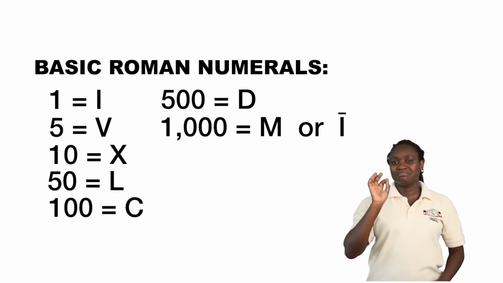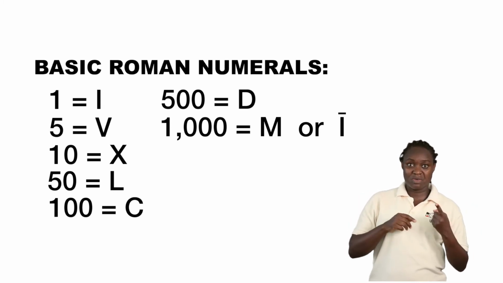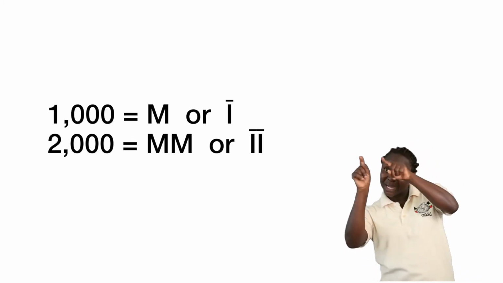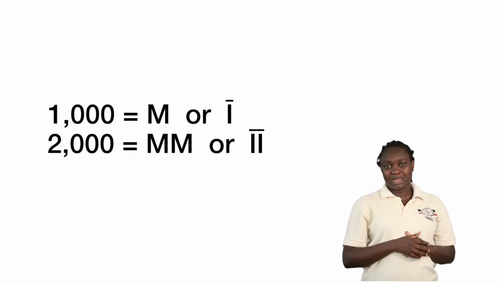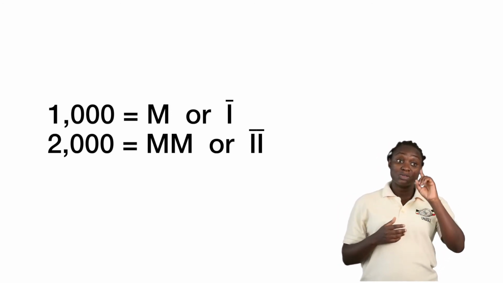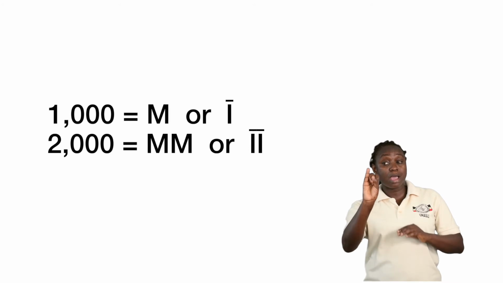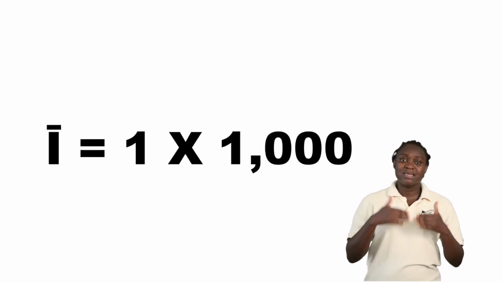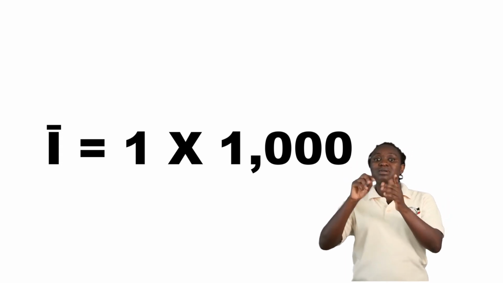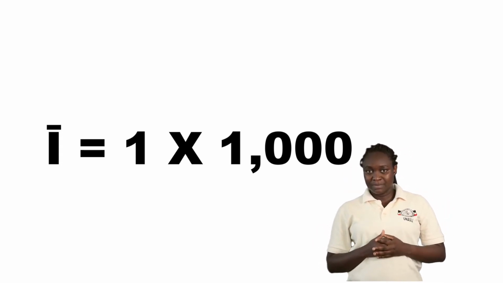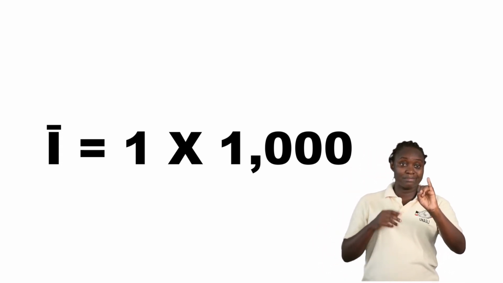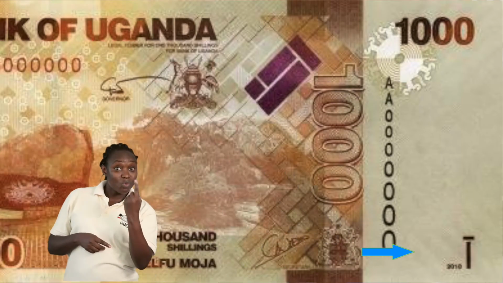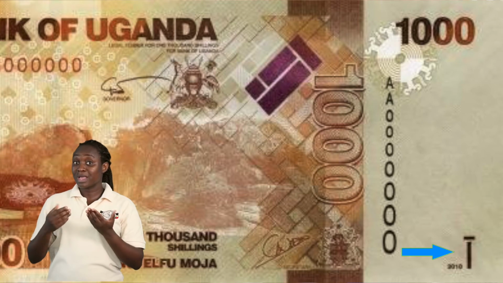1,000 can be written in 2 ways. By use of a bar, that bar has a value of 1,000. So this means when I say 1, that is I, then put a bar, it means I multiply the value of the bar, which is 1,000, times the value of the Roman 1, meaning that 1 times 1,000, I get 1,000. That's why on the 1,000 shilling note, you're seeing a 1, then a bar.